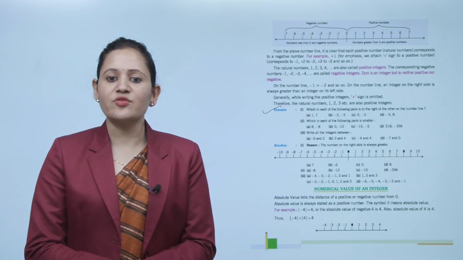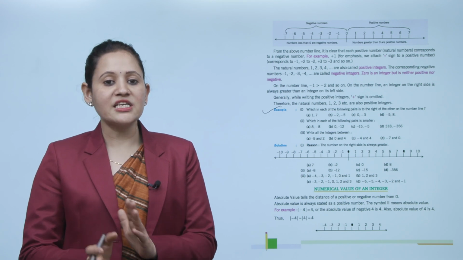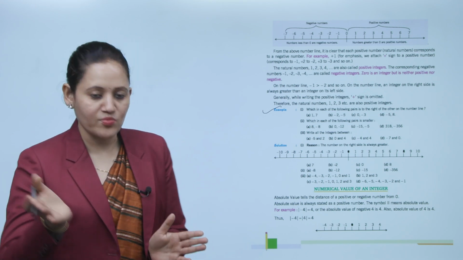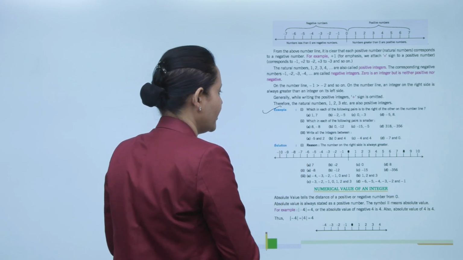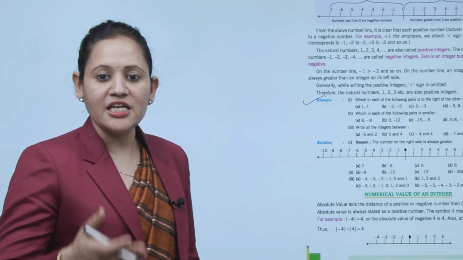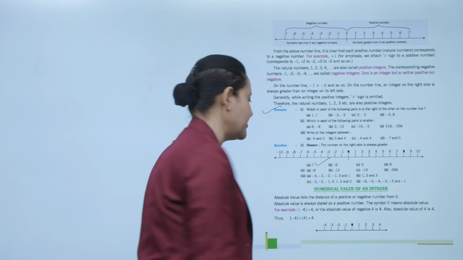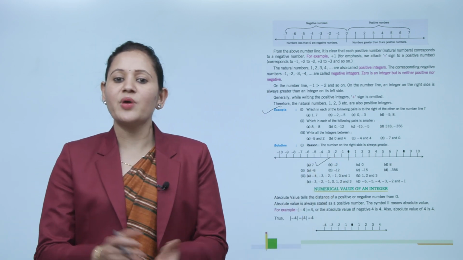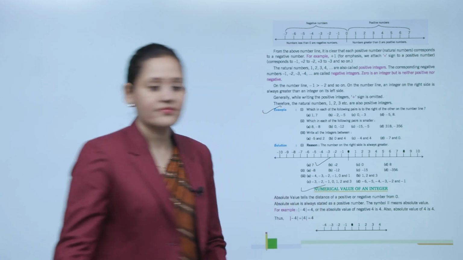We'll take an example. Which in each of the following pairs is to the right of the other on the number line? 1 is 7, so the value of 7 is more. So 7 will be on the right side. Clear? Because the number on the right side is always greater. So here the number 7 will be on the right hand side. Clear? Next is numerical value of an integer.